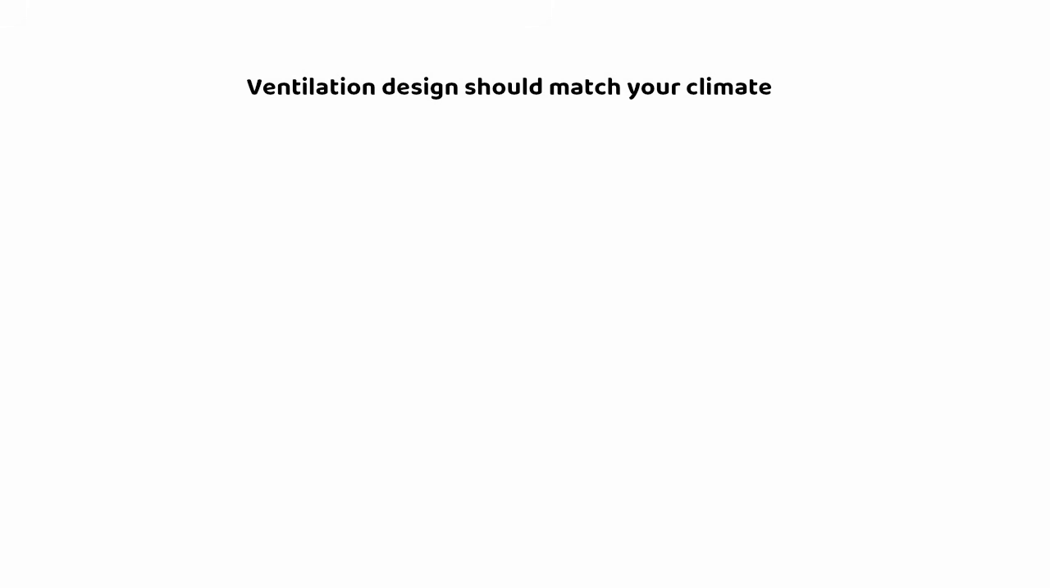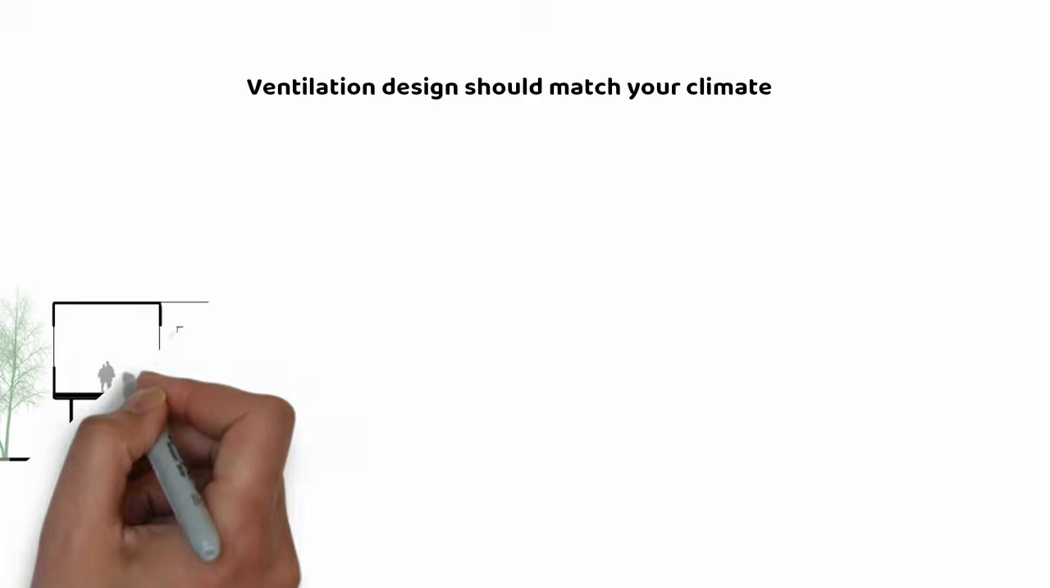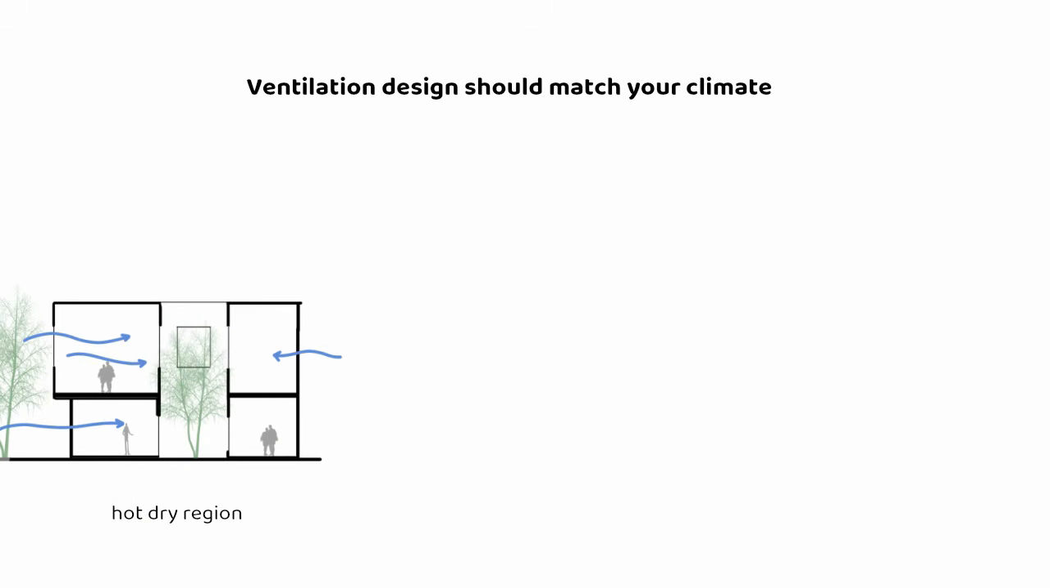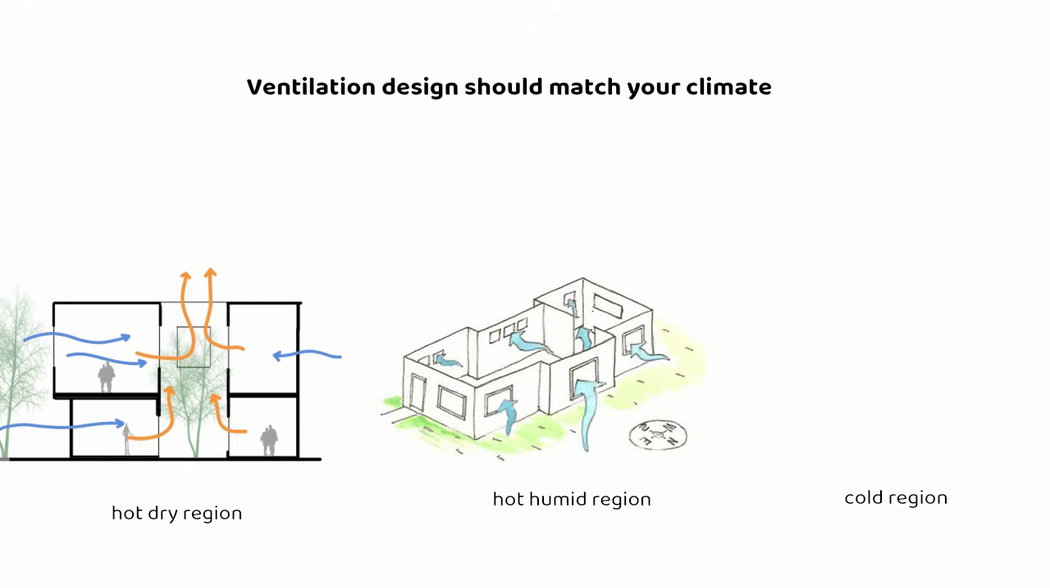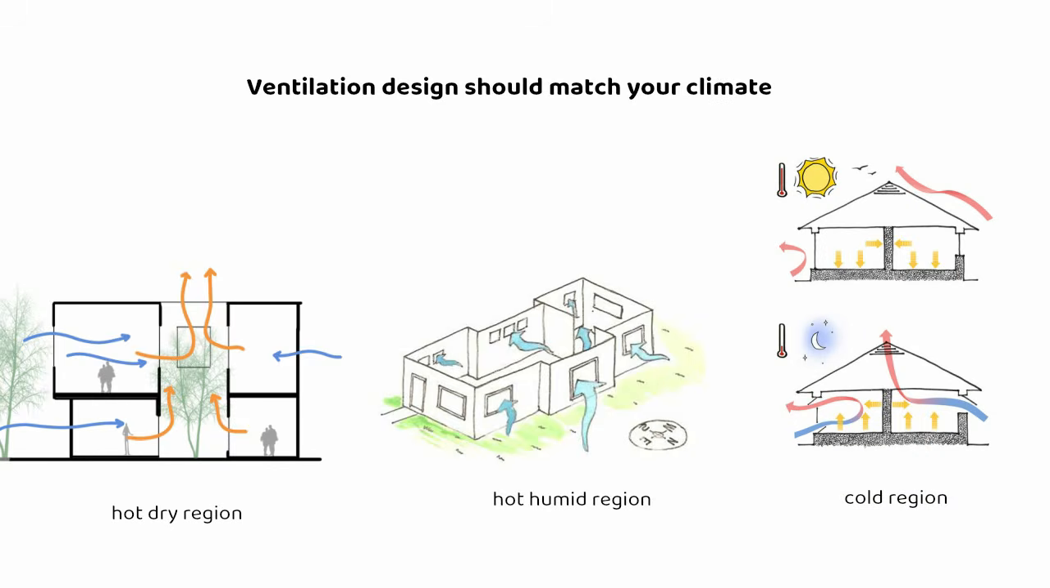And remember, ventilation design should match your climate. Hot, dry regions need night purging and courtyards. Hot, humid areas benefit from cross-ventilation and shaded verandas. Cold climates should use ventilation carefully to avoid heat loss.